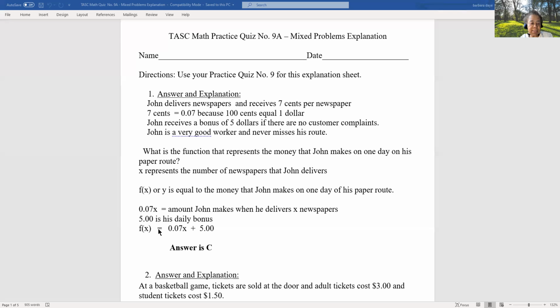Now notice this looks familiar. This is just like our slope-intercept equation, where we have y equals mx plus b, where m is equivalent to 0.07 and 5 is the y-intercept, or the initial amount. Okay, let's look at number 2.